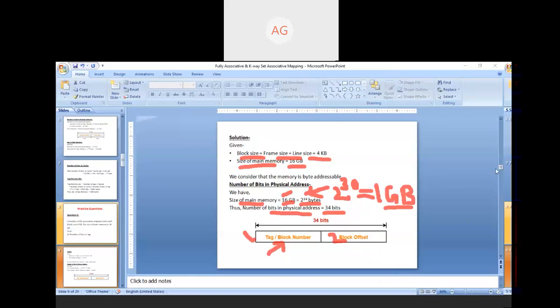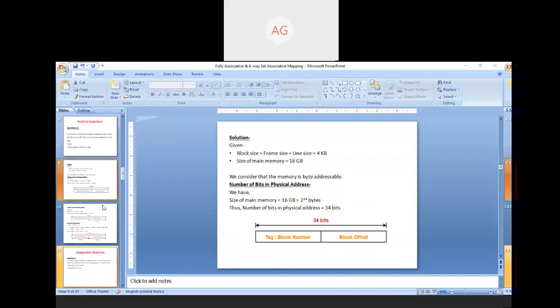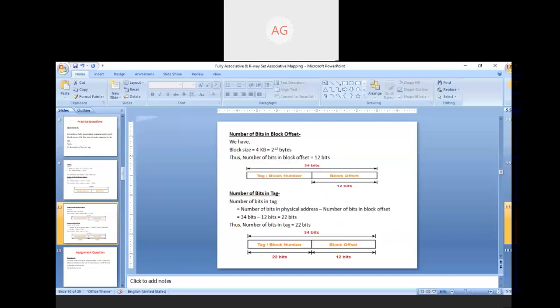Okay. So moving to the next slide, just remember that the physical address consists of 34 bits. We need to find the number of bits in the tag. So moving to the next slide, the second thing given to us is the block size. The block size is basically 4 KB.